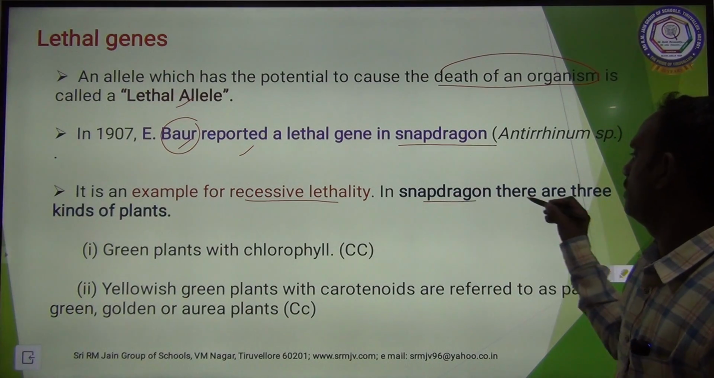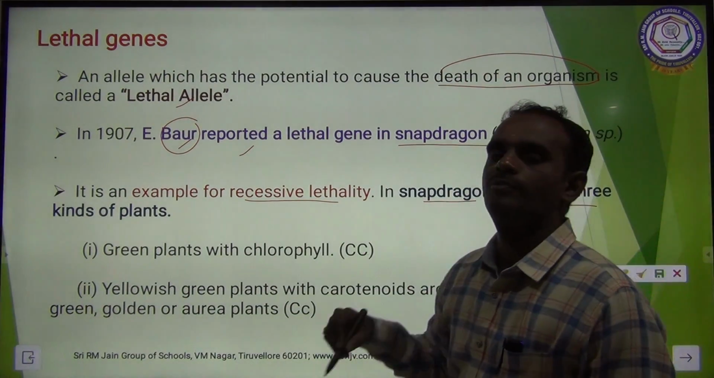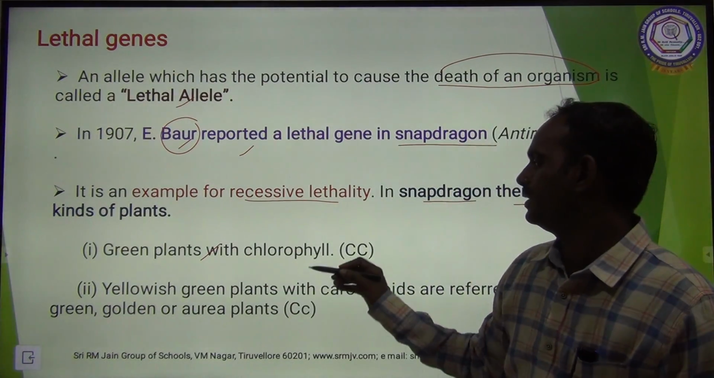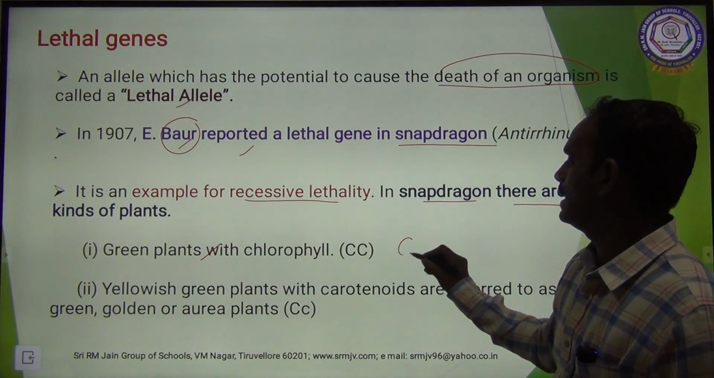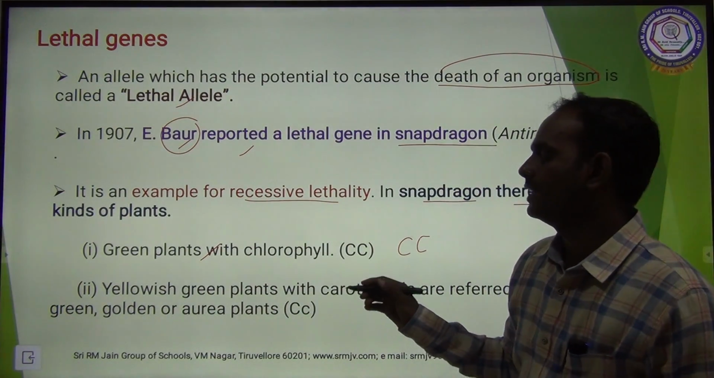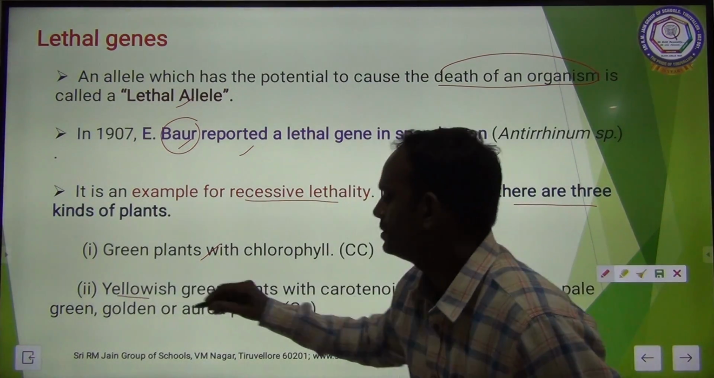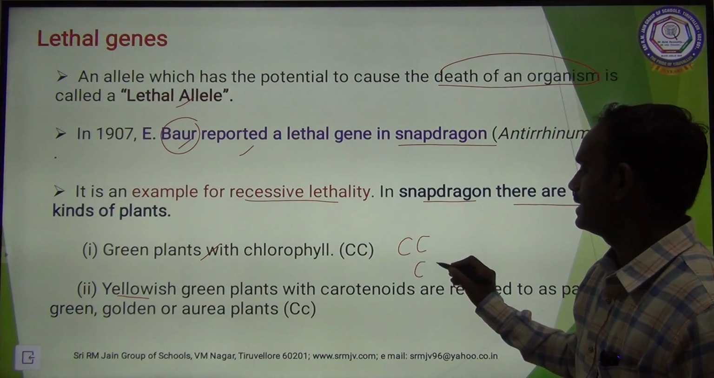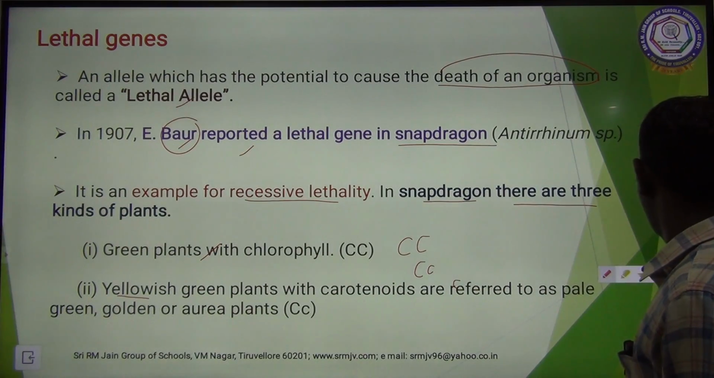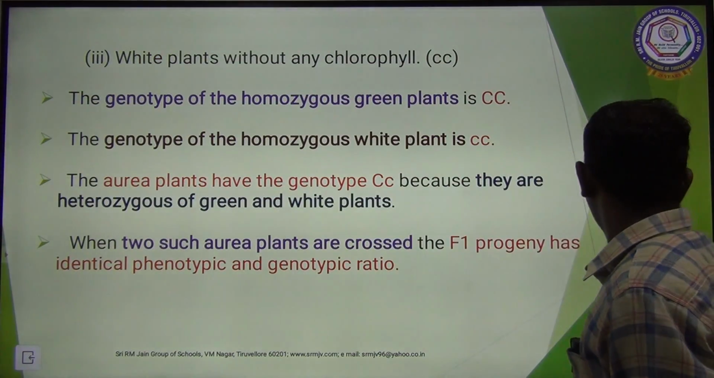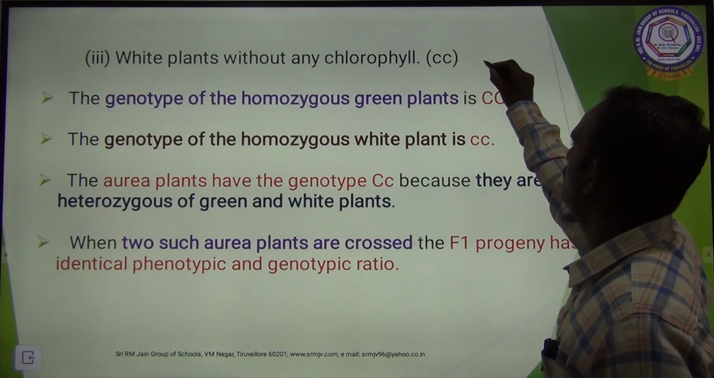In snapdragon, there are three kinds of plants. One plant is green with chlorophyll pigment, marked as capital C, capital C. The second one is yellowish green plants with carotenoids, marked as capital C, small c. And the third one is white plants without chlorophyll, marked as small c, small c.